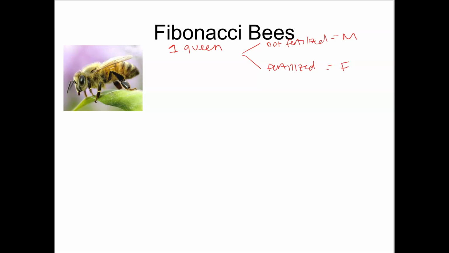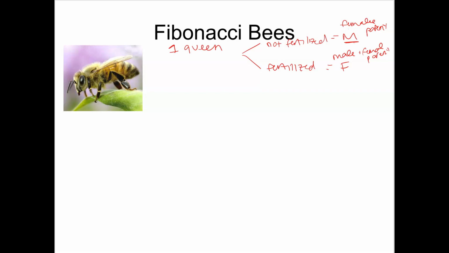So these male bees have only a female parent. They only have the queen. And all female worker bees have a male and a female parent. Okay, that's how bees reproduce.